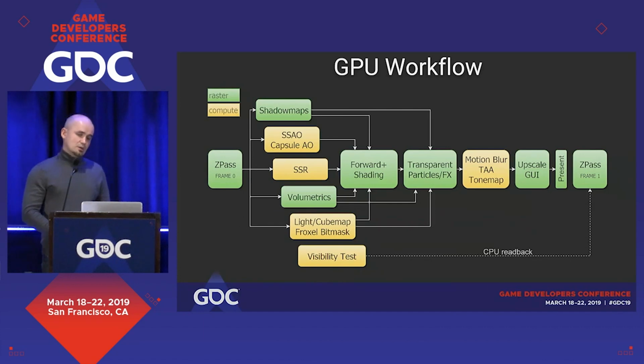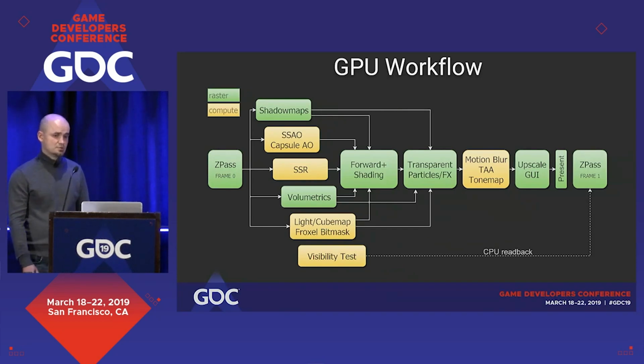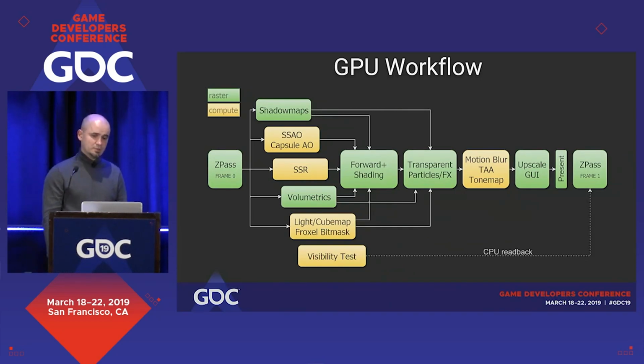So let's now walk through a single frame of our GPU work. We will follow this job graph in several steps in a timeline manner. Green blocks here are rasterization jobs, yellow blocks are compute jobs, arrows are data dependencies, and the horizontal offset of each block determines its order of execution.